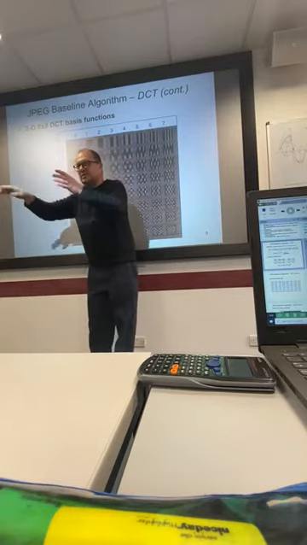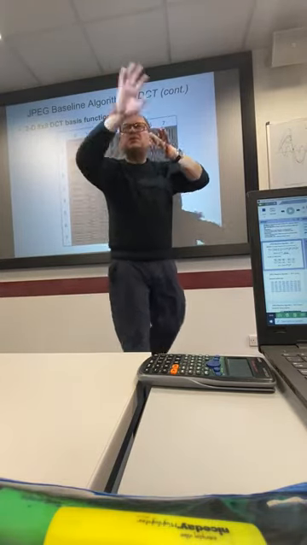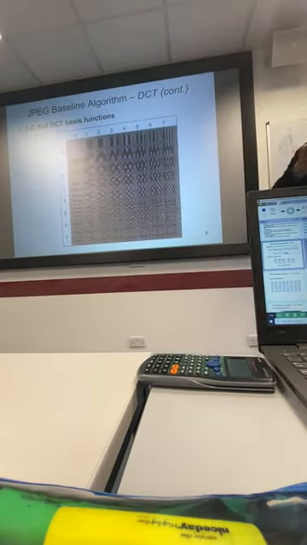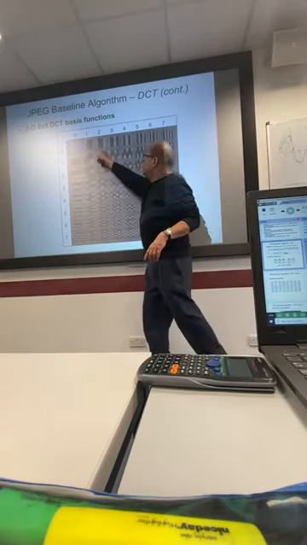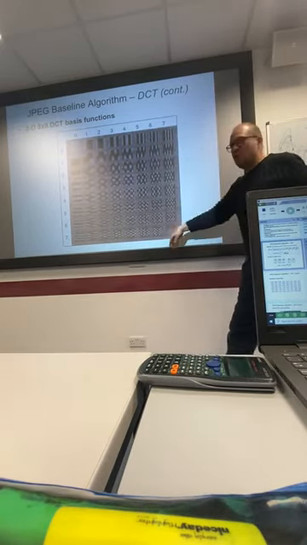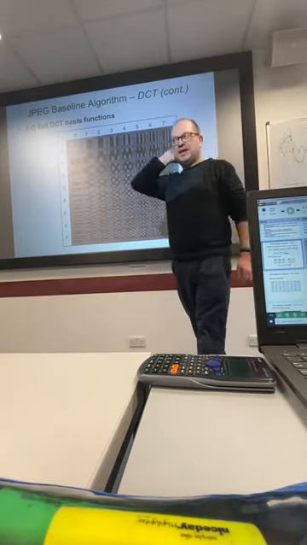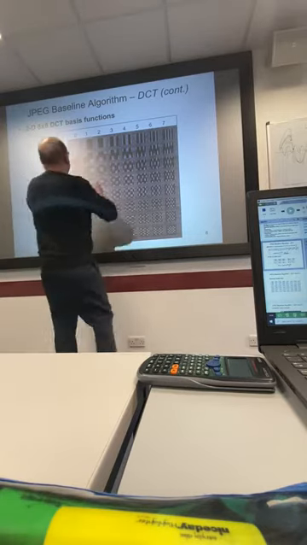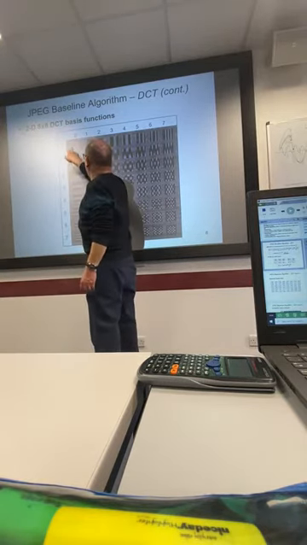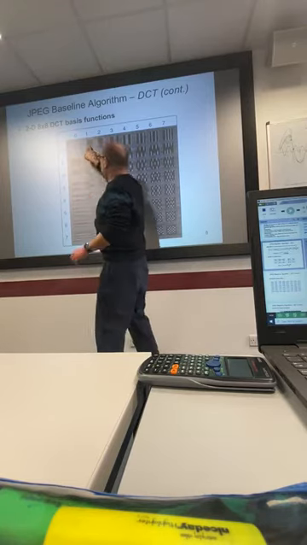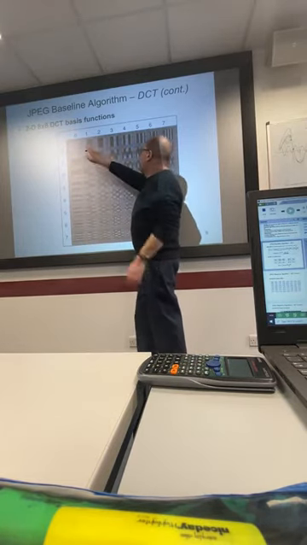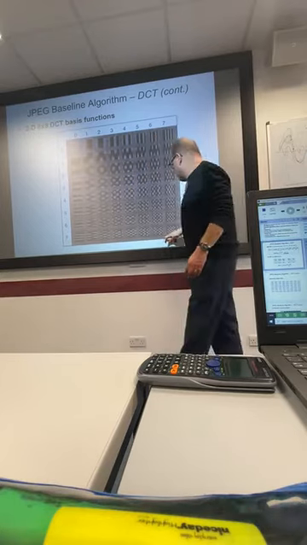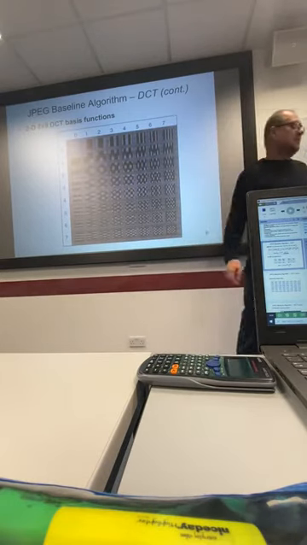The basis function is just constant. There's no variation. But as you change U and V, your basis function becomes more high frequency. It will contain higher frequencies in the X direction. So when you apply this formula I've shown you, you have to apply it 64 times to calculate F00, F01, which will have one of these cosine frequencies here, F12, until you reach F77.